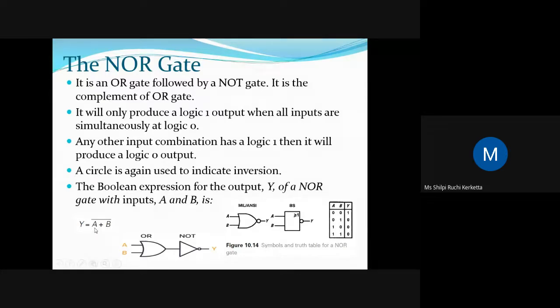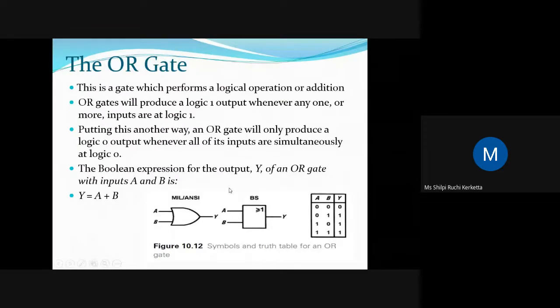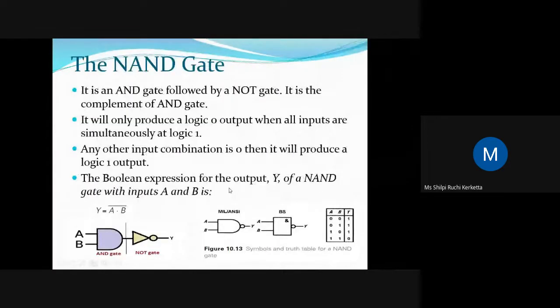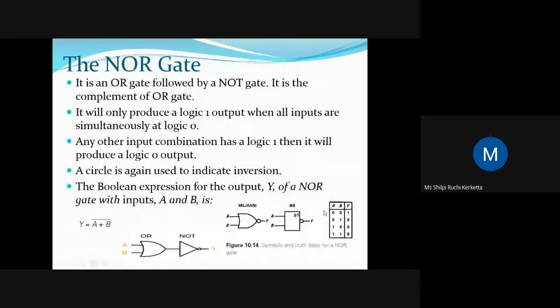For OR gate it is A plus B. For NOR gate it will just become the complement of this, (A plus B) complement. So whatever output we are getting at the OR gate, it will be the opposite. For the OR gate, the output we are getting is 0 1 1 1, so it will become the opposite of this, 1 0 0 0. So for NOR gate it is becoming 1 0 0 0.